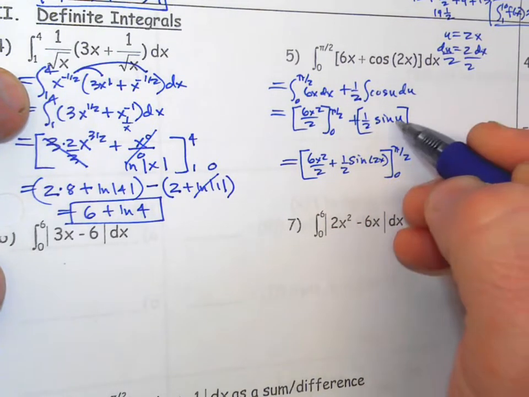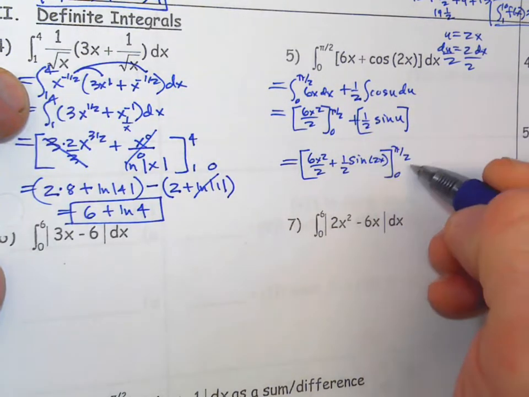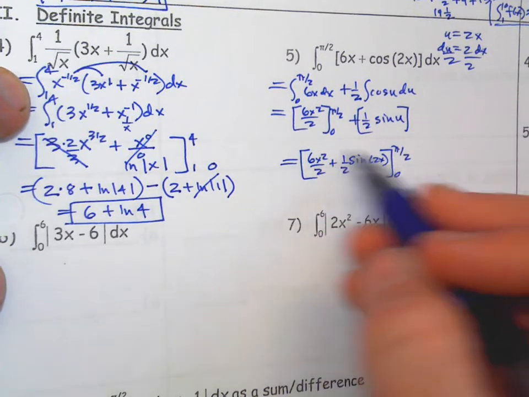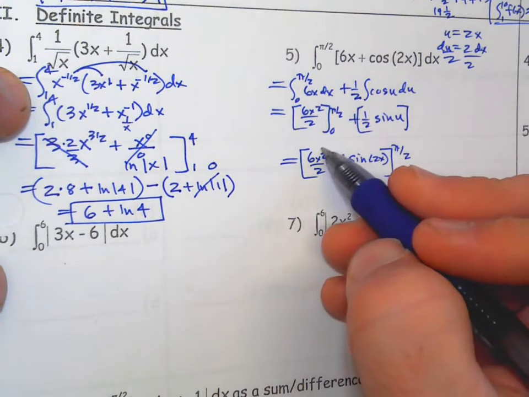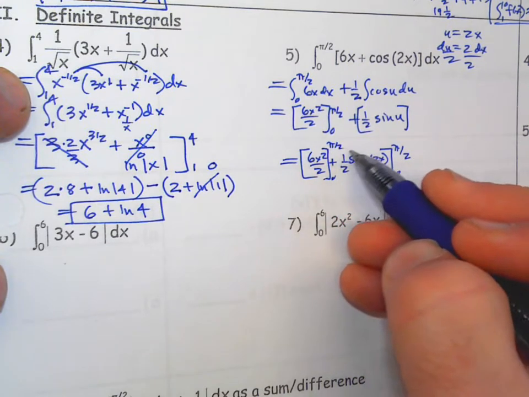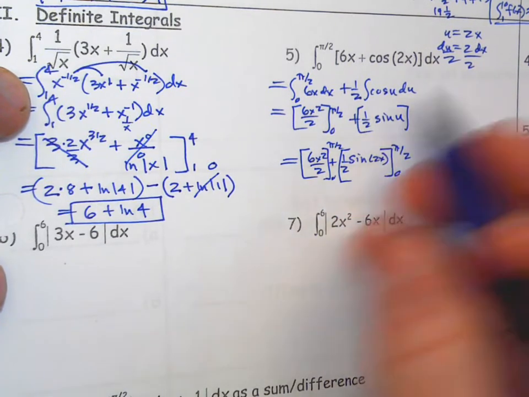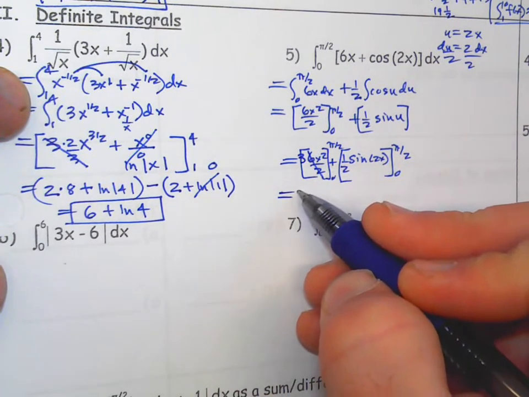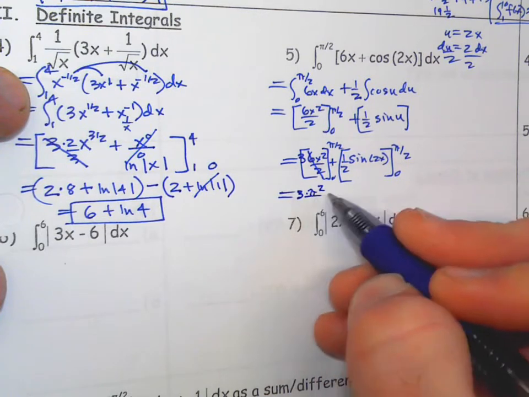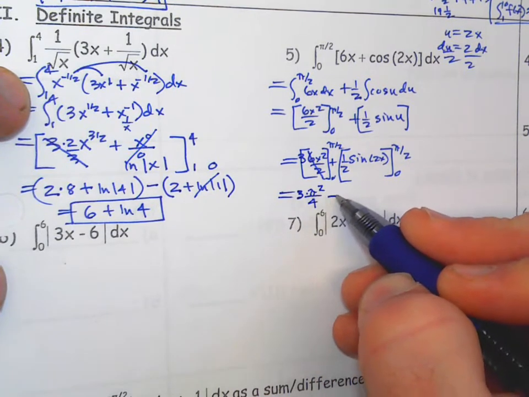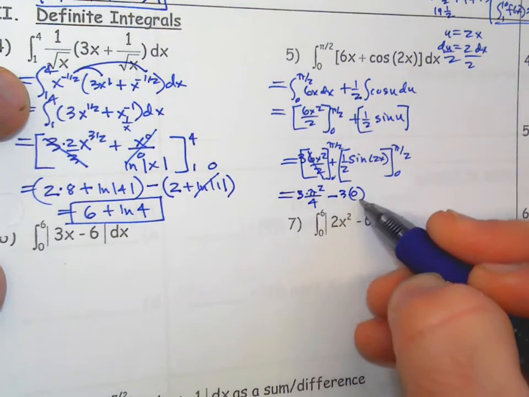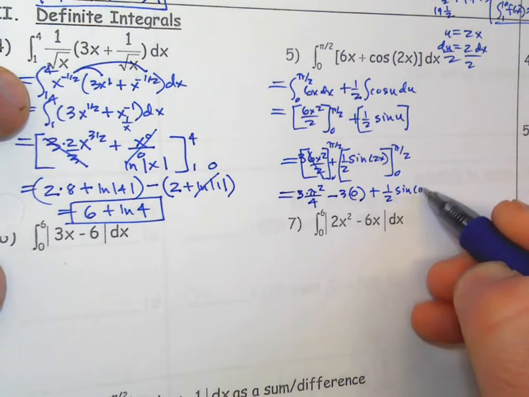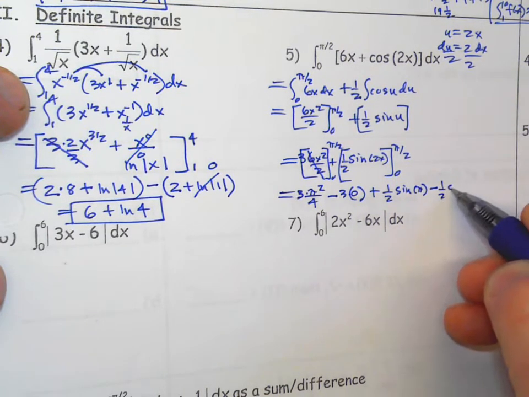Now you want to change it back to x, and then you want to do 0 to pi over 2. Now they're both going to have the same limit, so I kind of jumped down here and just did it all at once, but these could be separate, which is more like what we get right here. So this is going to be 3 times pi over 2 squared. It's going to be pi squared over 4. The pi gets squared, minus 3 times 0, plus 1/2 sine times pi minus 1/2 sine times 0.